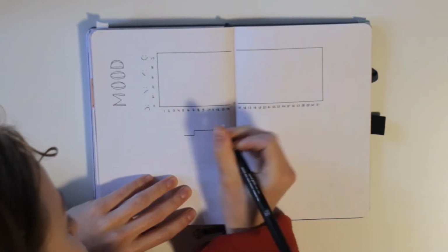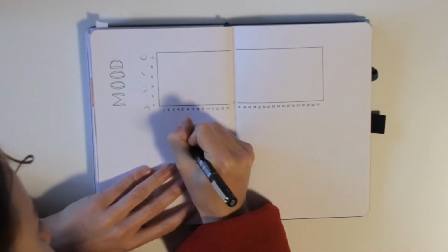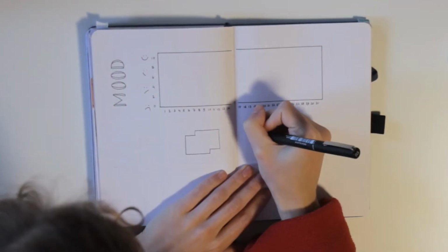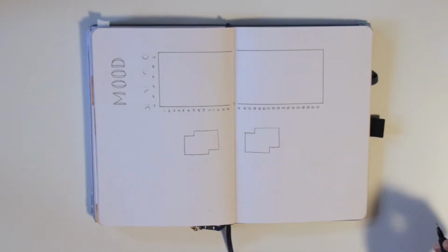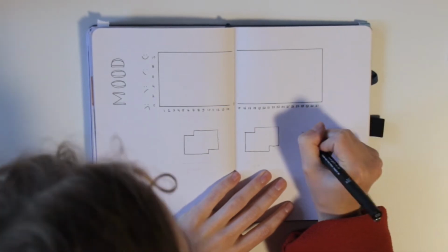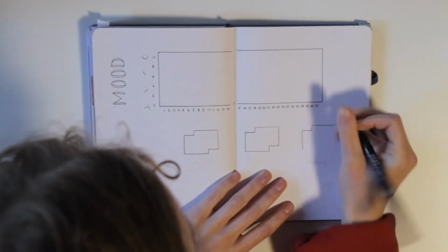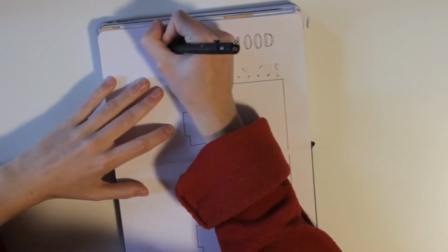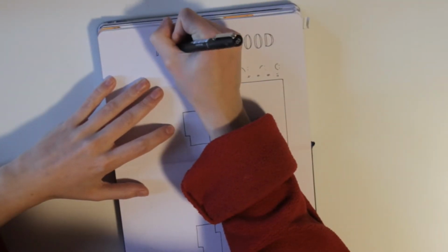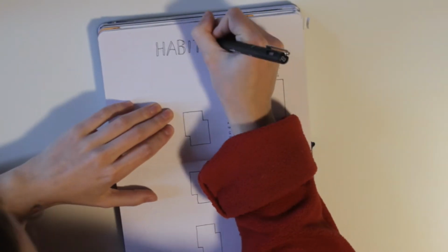So for the habit tracker I just drew out these very small calendars, and so I'm just gonna track each day when I do that habit. So I'm just gonna be tracking how often I play the piano, how often I do art, so drawing and painting, and I'm also gonna be tracking how often I read.